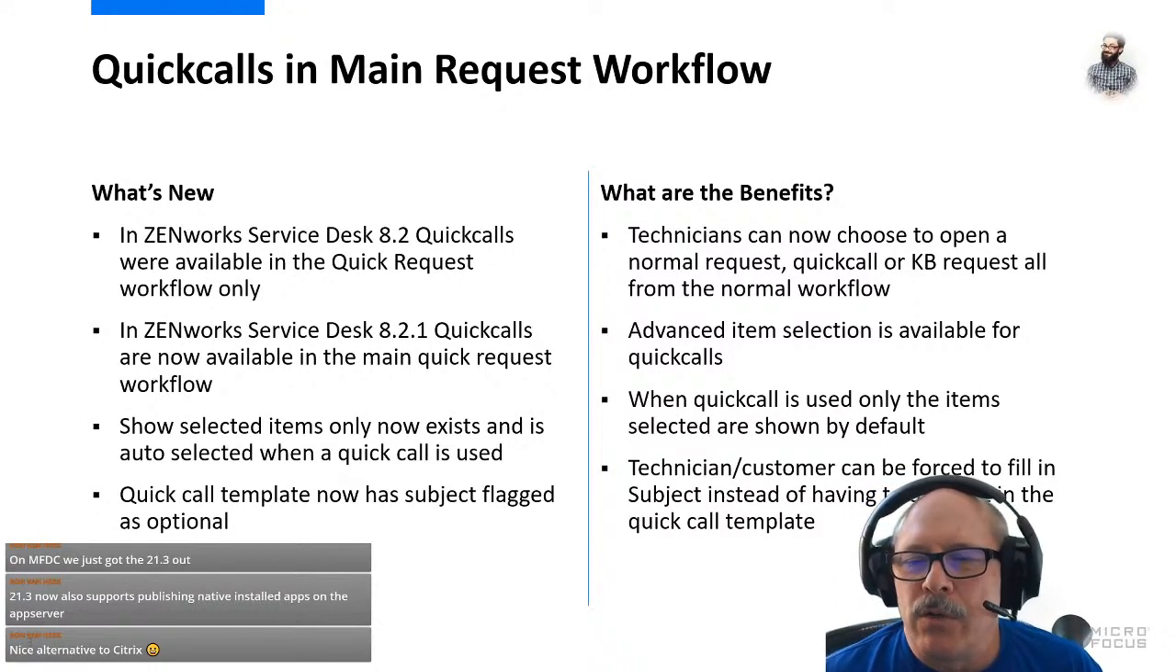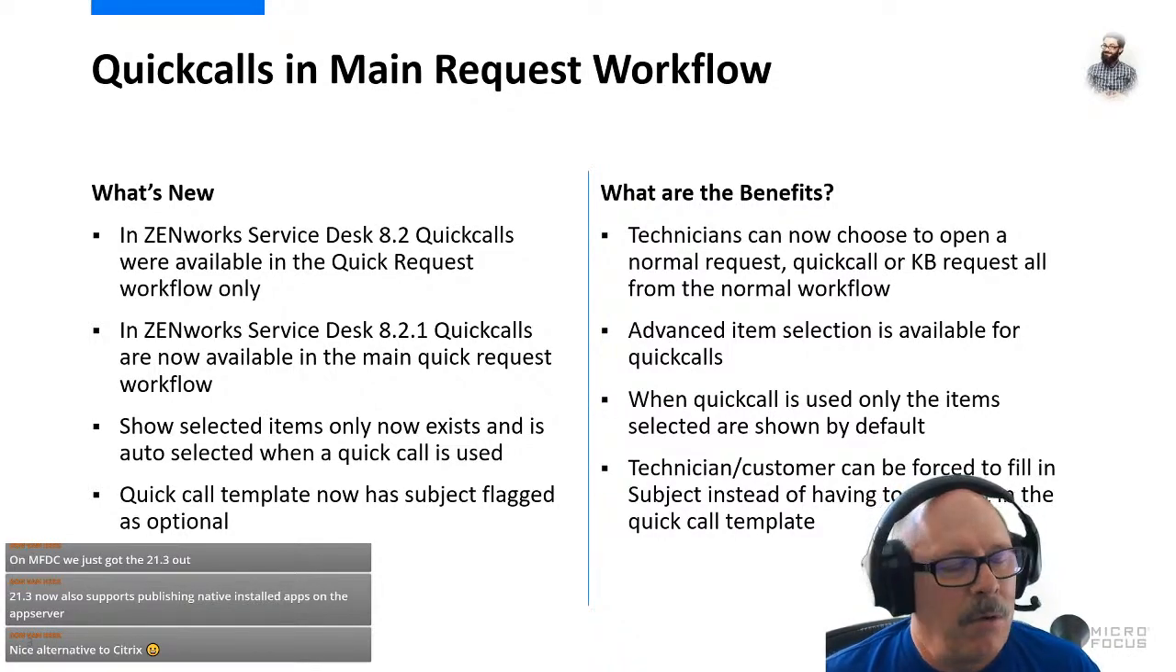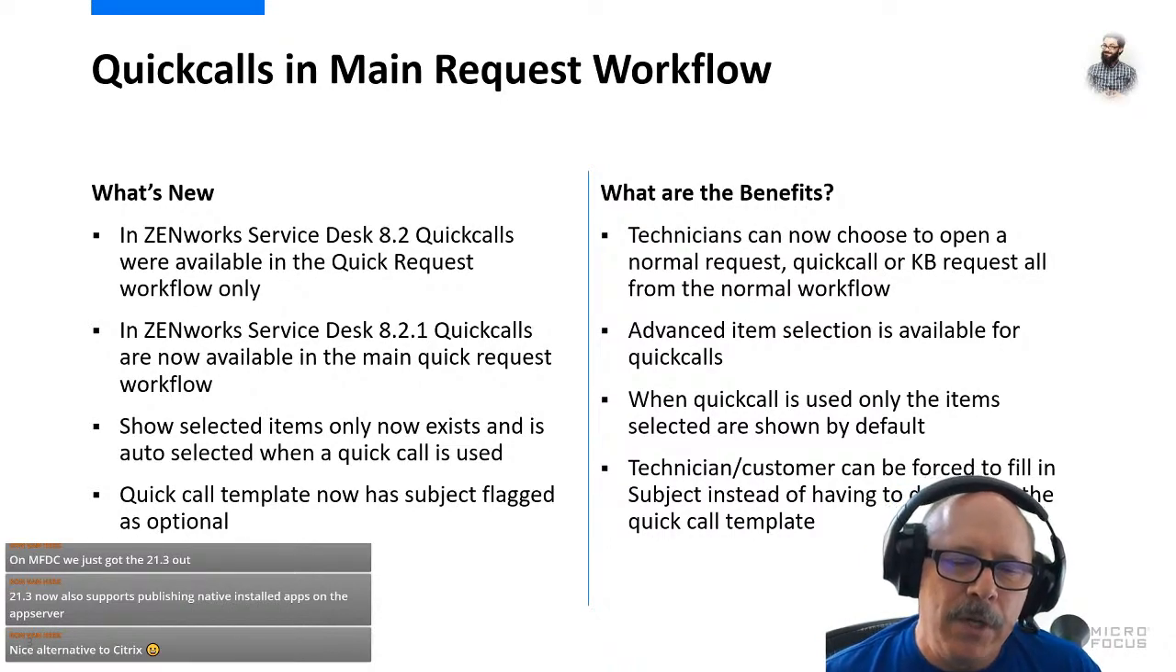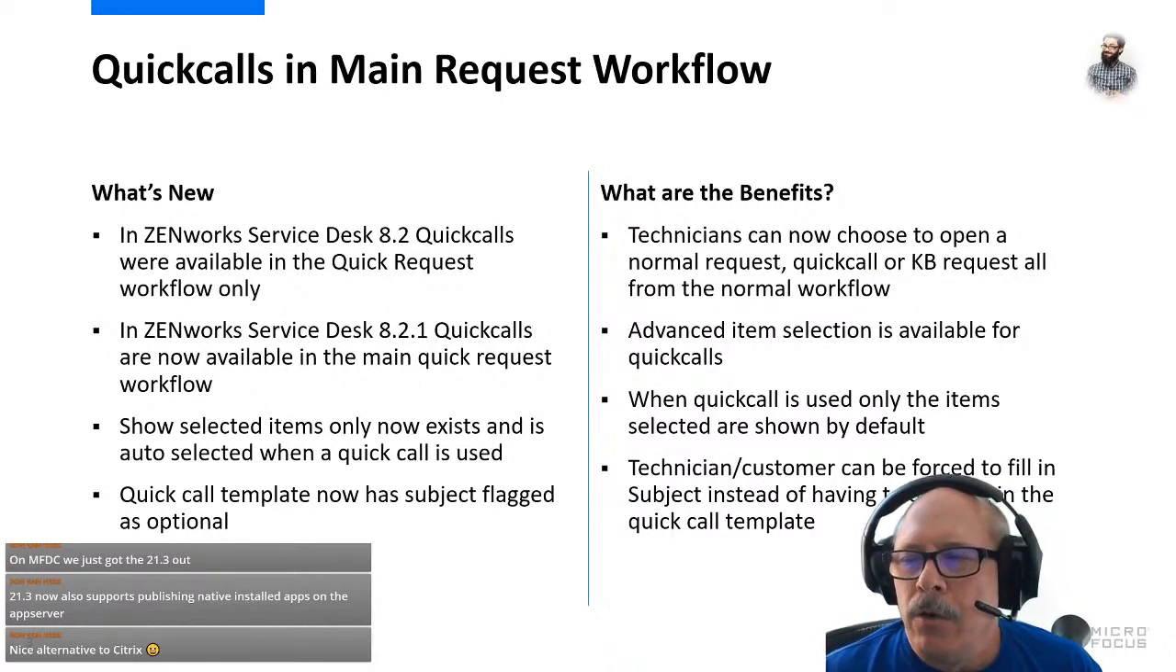It's in the main request workflow. And then show selected items now only exists as auto-selected when a quick call is used. And then quick call template now has subject flagged as optional, so you don't have to put in a subject. And these are responses from you guys that said, you know, it'll flow better if we do this or that. So we really appreciate your feedback in here.